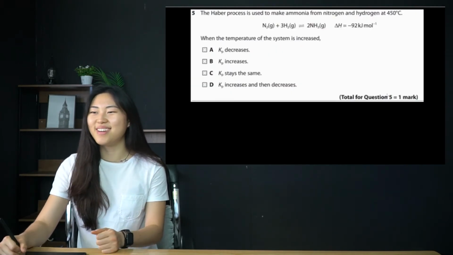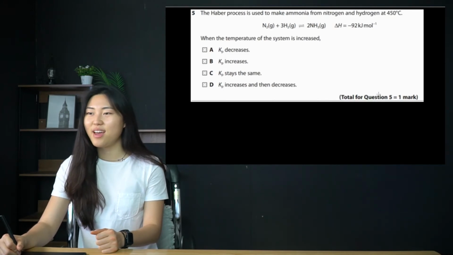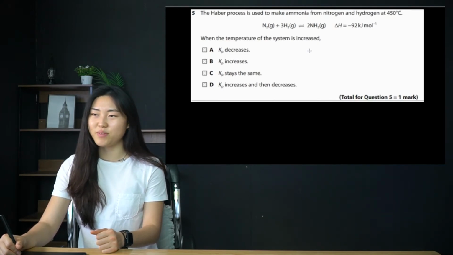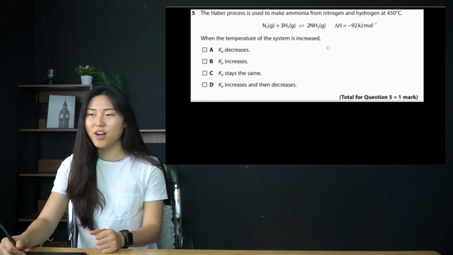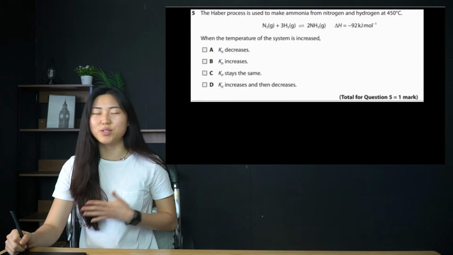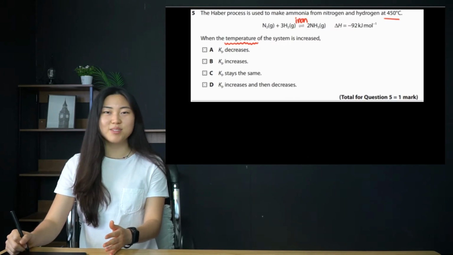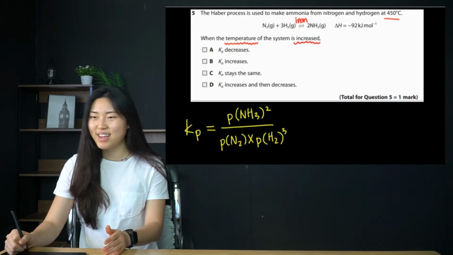Yeah, it was C. Question 5, the Haber process is used to make ammonia from nitrogen and hydrogen at 450 degrees. The temperature of the system is increased. Okay, so what kind of effect is that going to have on the equilibrium? So just extra information, in the Haber process we use iron as our catalyst.